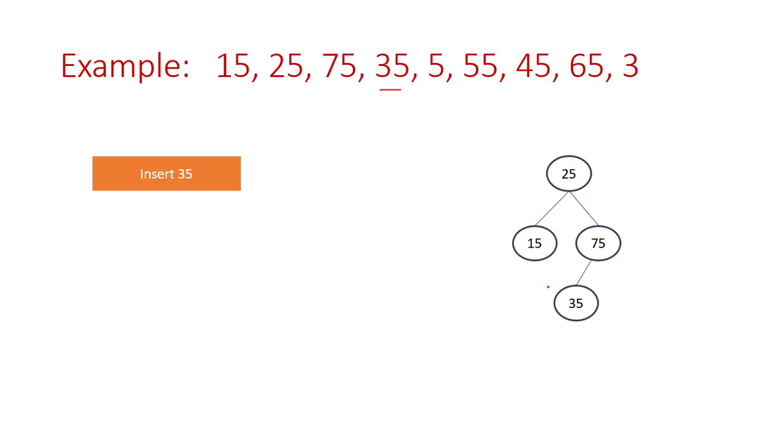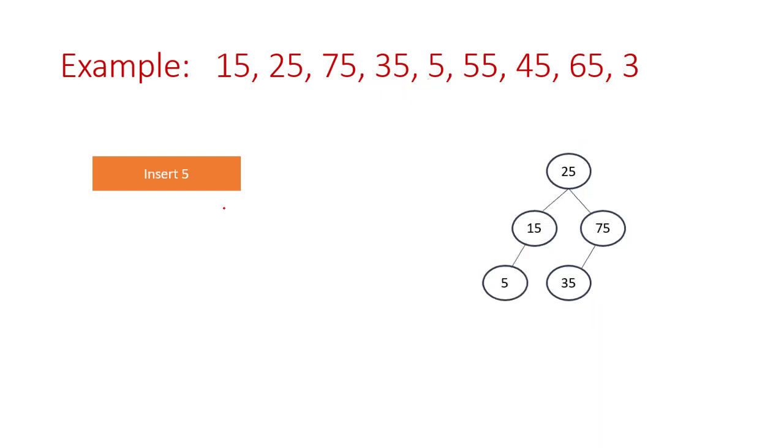So now the balance factor of 35 is 0, the balance factor of 15 is 0, the balance factor of 75 is 1 minus 0, that is equal to 1. The height of the left subtree is 1, the height of the right subtree is 0 here. Now the balance factor of 25, the height of the left subtree is 1 minus the height of the right subtree is 2. 1 minus 2 is equal to minus 1. So now minus 1, 0 and 1 are acceptable in the AVL tree. So you can go to the insertion of next element, that is 5.